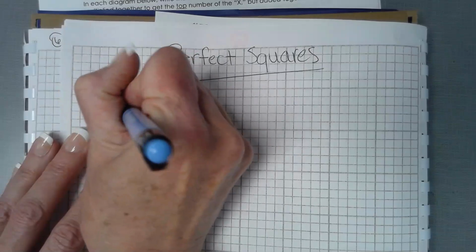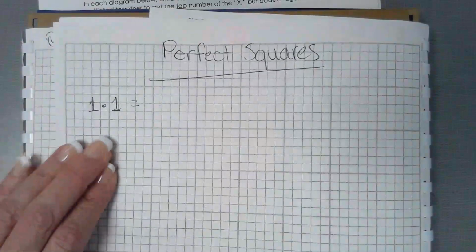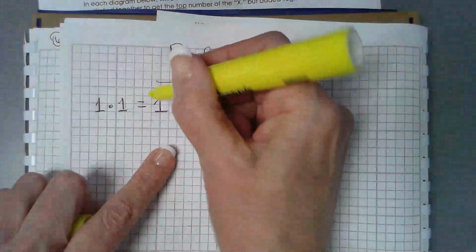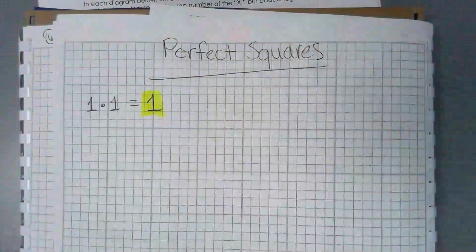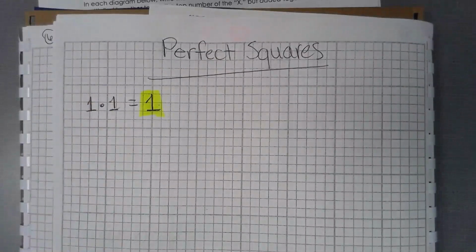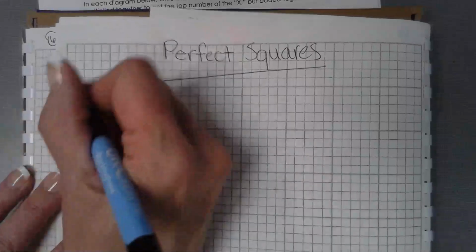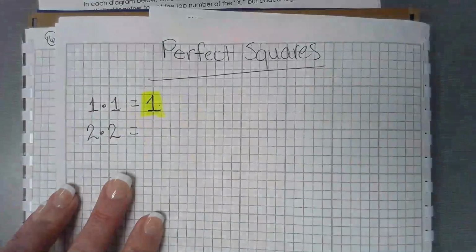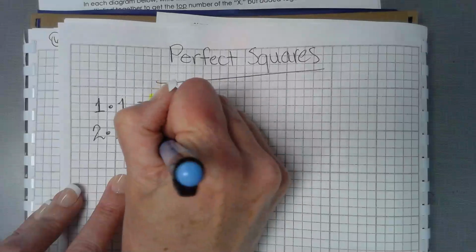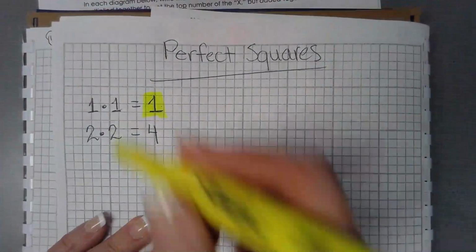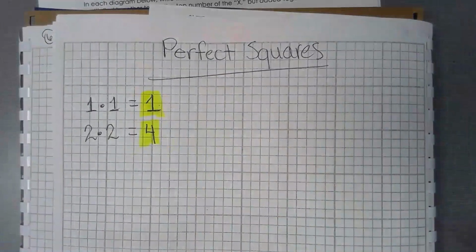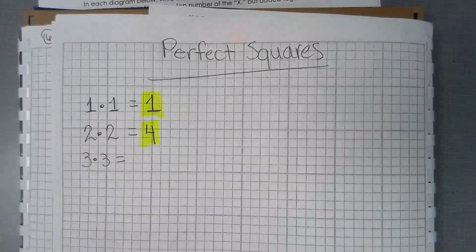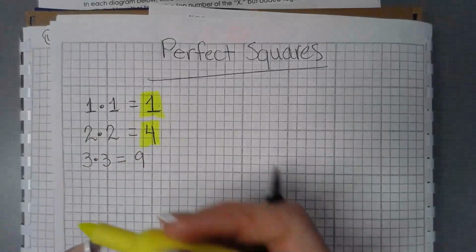1 times 1, what's that equal? 1. So 1, the number 1 is a perfect square because it breaks down into two factors that are exactly the same. So 1 is a perfect square. Okay? 2 times 2. What's 2 times 2? 4. 4 is a perfect square. 3 times 3. 9. Okay? Hopefully y'all see where we're going with this. These are your perfect squares.